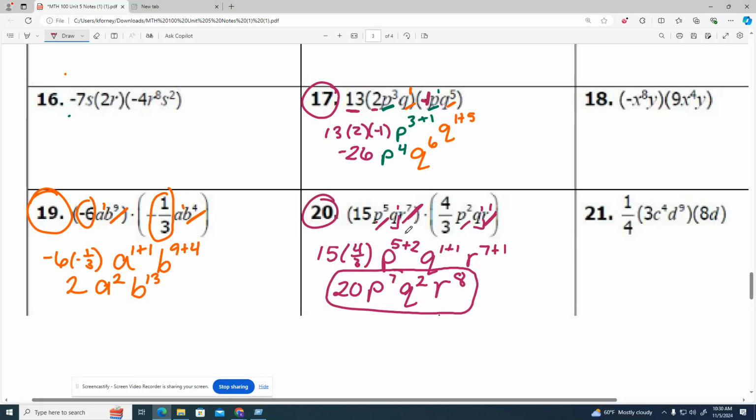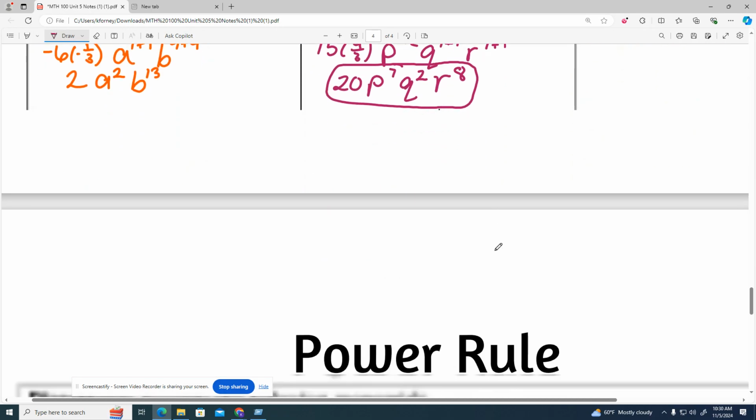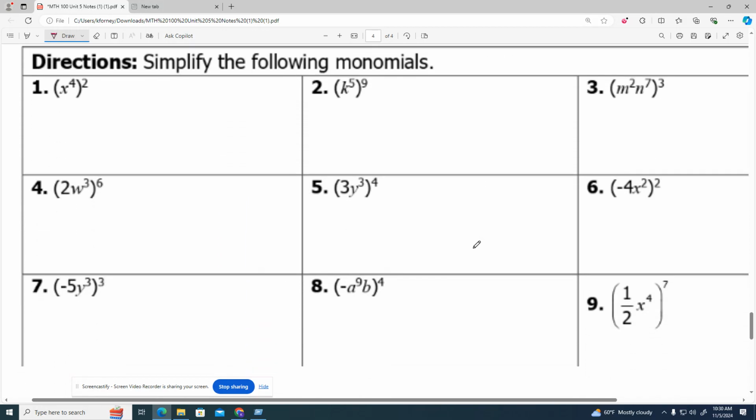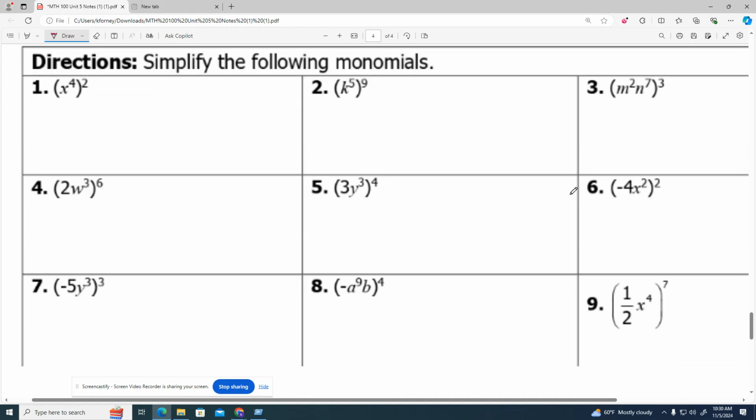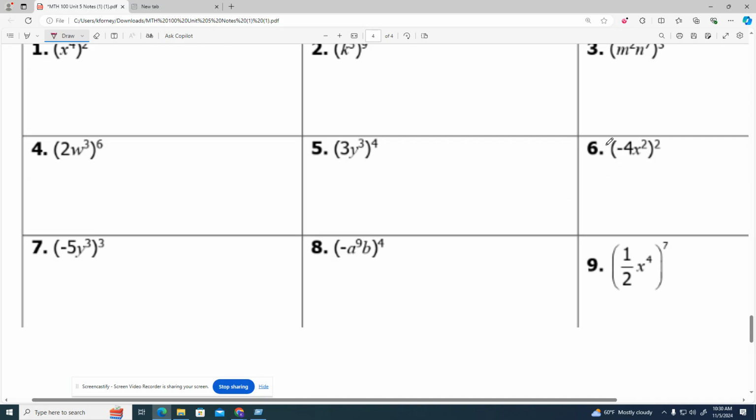Okay, we feel good with multiplying? Multiply, you multiply coefficients, add the exponents. Then we have the power rule. So, for the power rule, let's look at 7. We'll probably look at 7, 8, 9. The power rule tells us the coefficient is raised to the power. And then your exponents, we multiply our exponents.